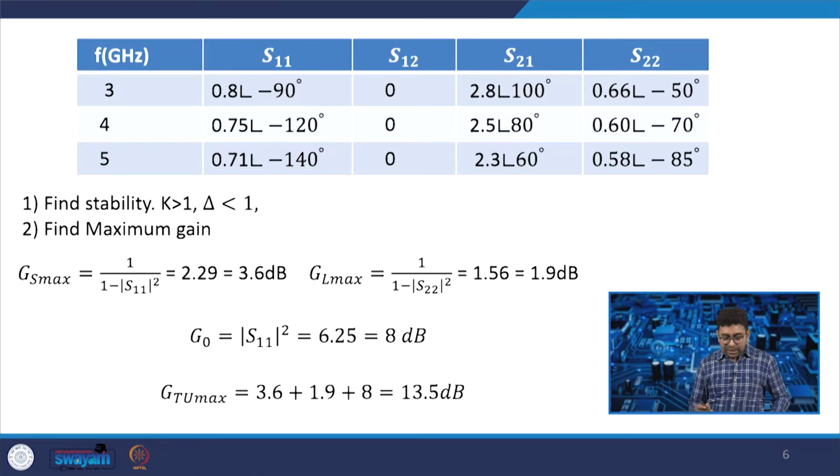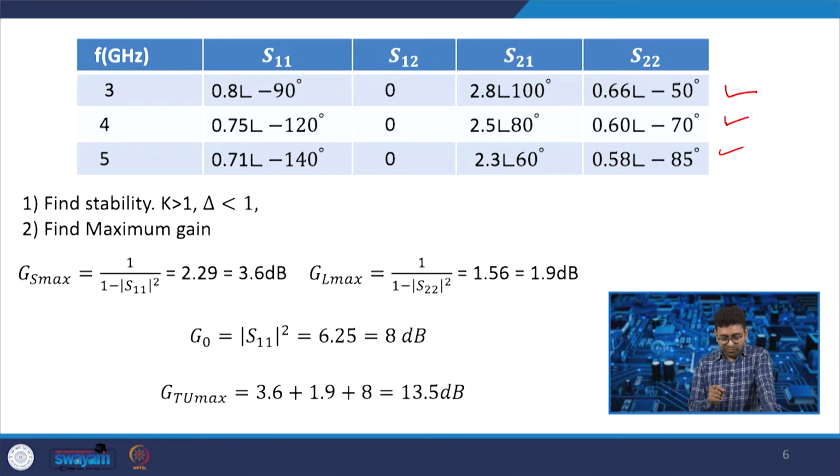So, this is the S parameter given, and here we have considered S12 equal to 0 in order to make it simple, because this is a unilateral case. The S parameters for 3, 4 and 5 gigahertz are given. Here make sure that these S parameters are obtained after biasing the circuit and are given for the particular bias. First you need to find the stability.